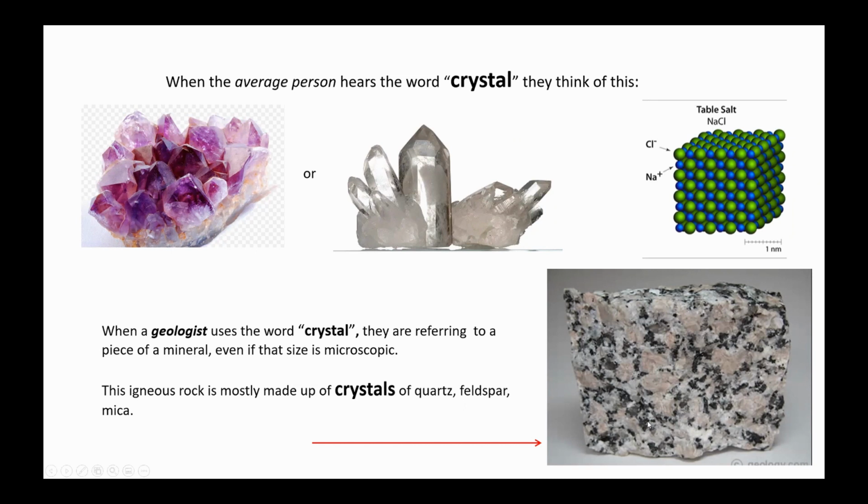So in this picture of that granite, each one of these things, it's a different color. This pink is a crystal of feldspar, and this black is a crystal of hornblende, and the white is a crystal of quartz. So if I use the word crystal, or some other geologists, they're not thinking of these two pictures up the top. It just means that you can see it, and it's one piece of a mineral.